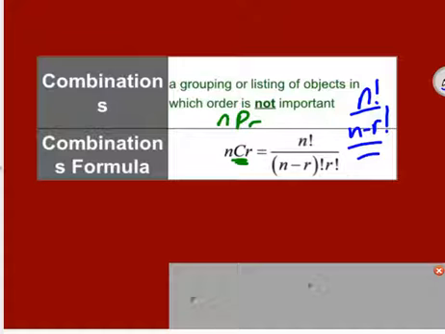So this one is a little bit shorter. This is permutations. So there's a difference. Whether or not you're dividing by this extra r factorial is the difference. So if order matters, you have more possibilities, or more ways that it can happen. And so let me just show you.